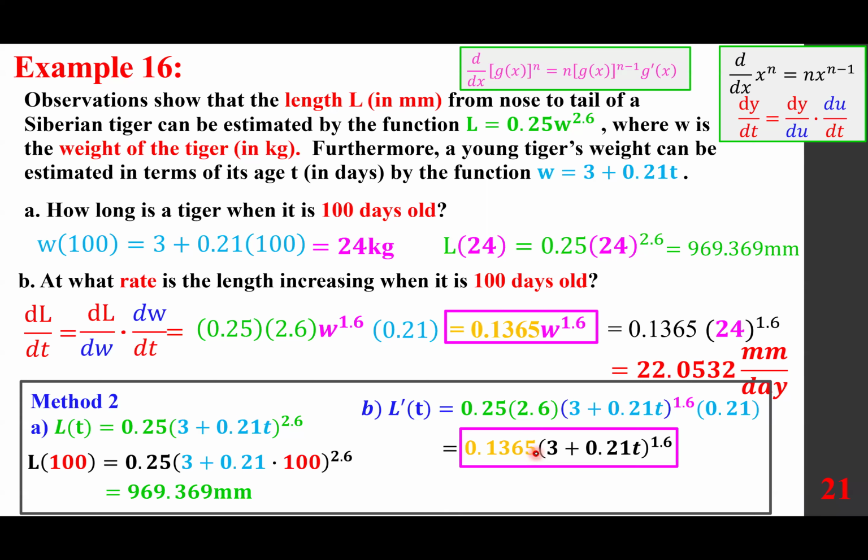And notice these 2 are identical, everybody. We could have changed the W here and we would have gotten this one. And of course, if you replace the t with 100 here, you must get the same answer that we got here, 22.0532 millimeters per day. And of course, because it's positive, it means increasing. In many cases, they would ask for the change, and that means increasing when it's positive.